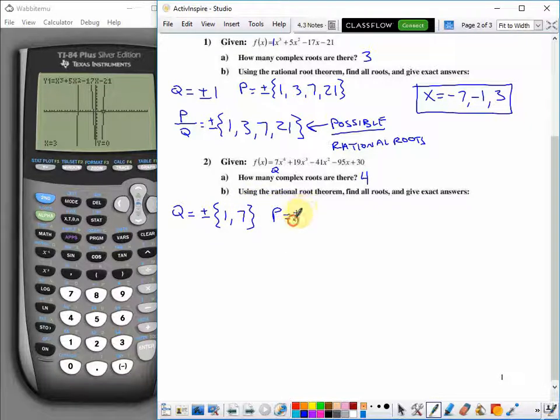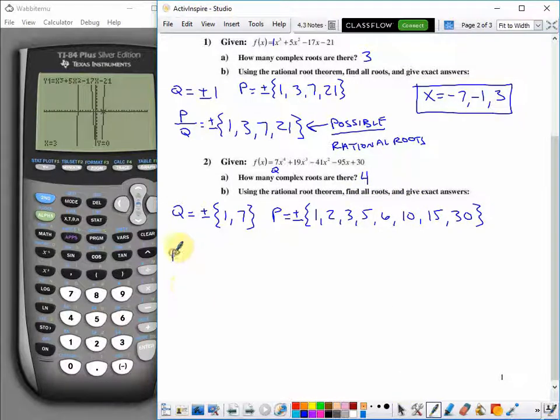P is plus or minus all the numbers that go into 30. 1, 2, 3, 5, 6, 10, 15, and 30 are all the numbers that go into 30. So there's 1 times 30, 2 times 15, 3 times 10, 5 times 6. Those are all the numbers that go into 30.